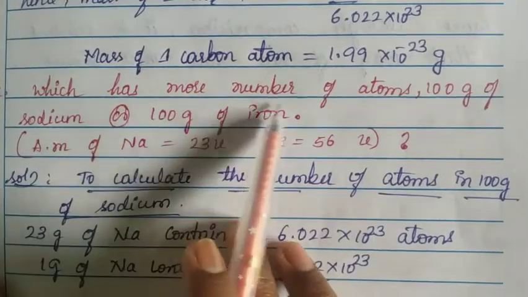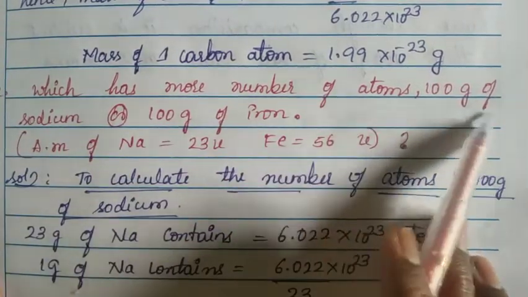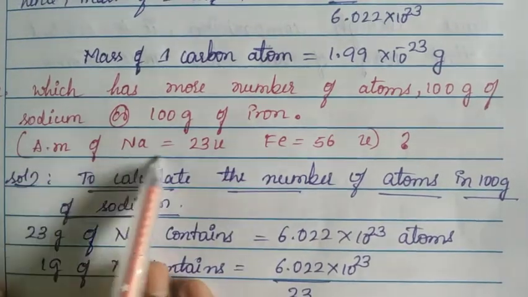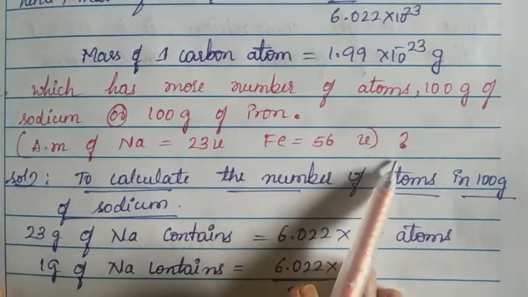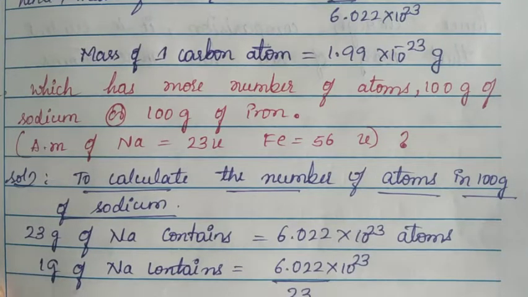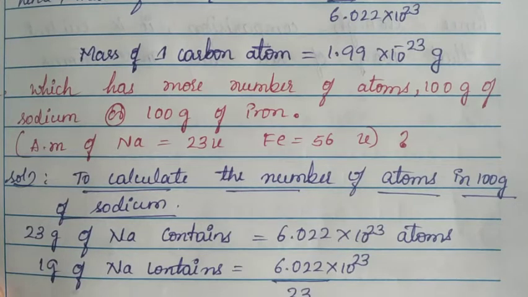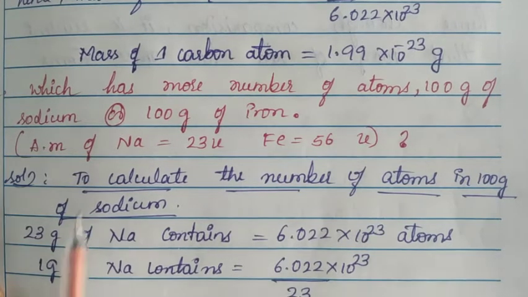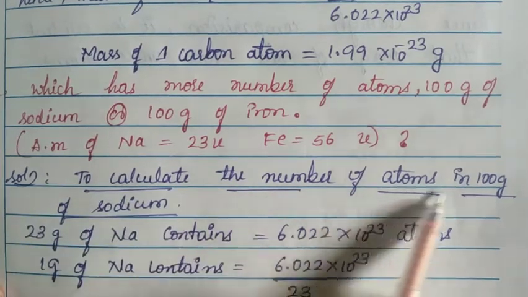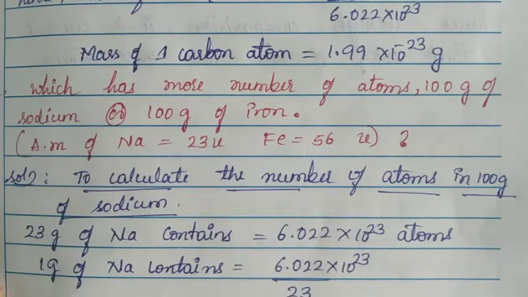Which has more number of atoms? 100 gram of sodium or 100 gram of iron? Here atomic mass of sodium and iron is given. Now let us compare which is having more number of atoms, whether sodium or iron. Now let's calculate sodium first. To calculate the number of atoms in 100 gram of sodium.